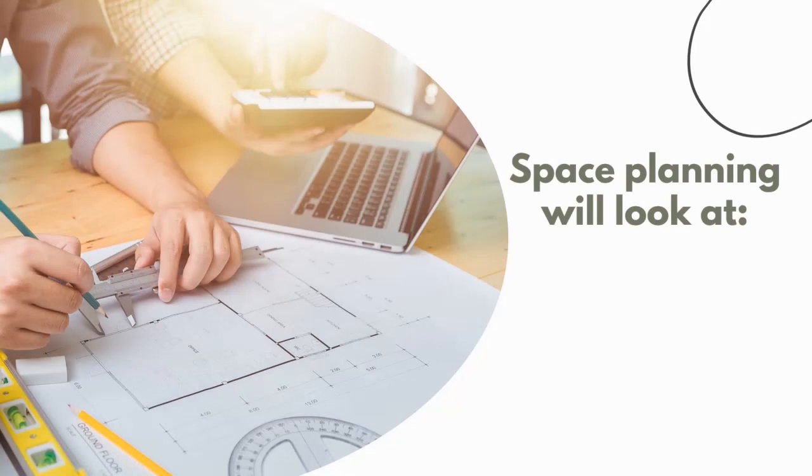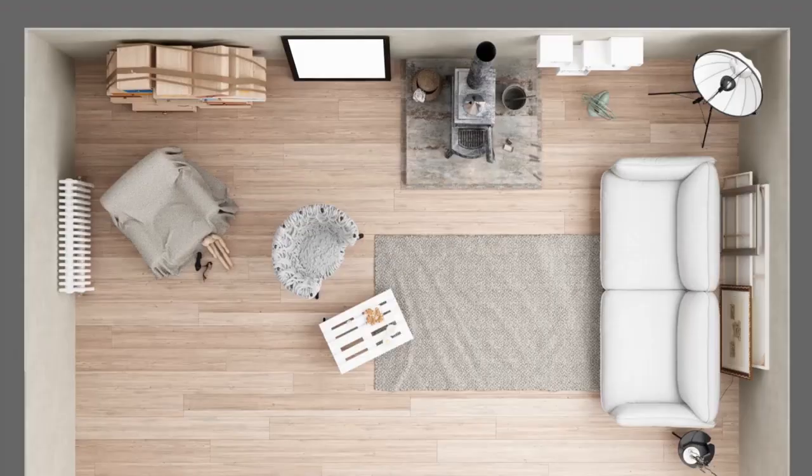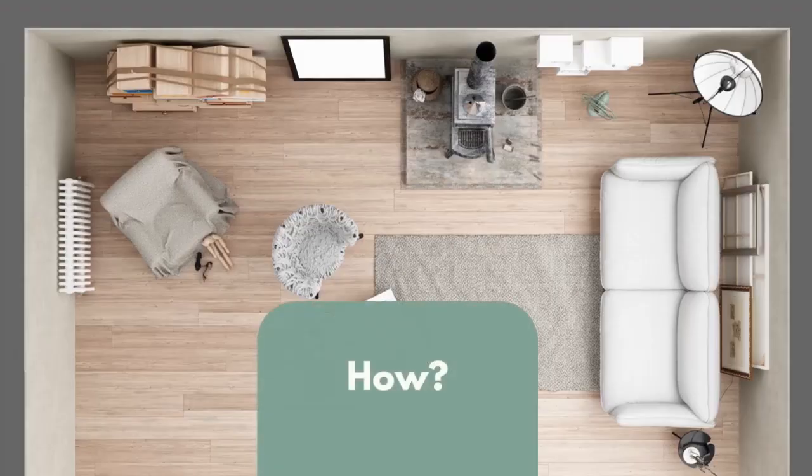Space planning is going to help you address elements such as furniture selection, furniture orientation, lighting placement, fixtures and brightness, as well as material choices. The how do we design for best traffic flow?